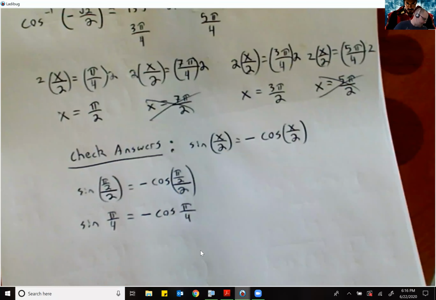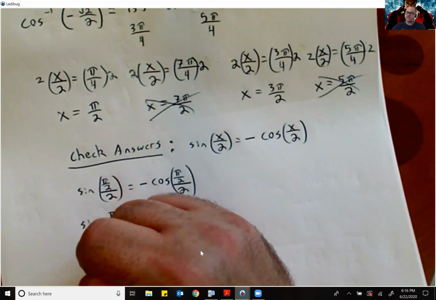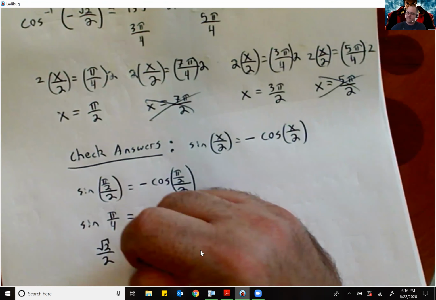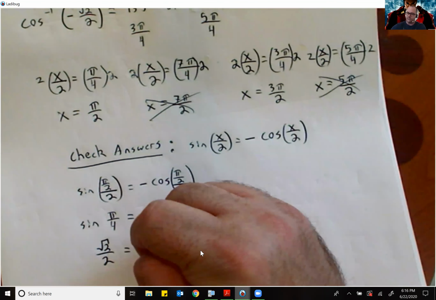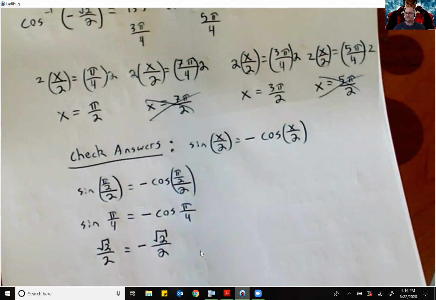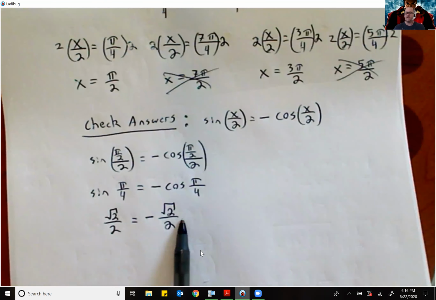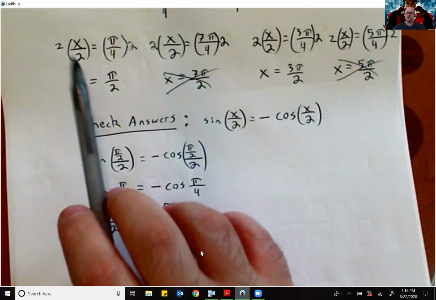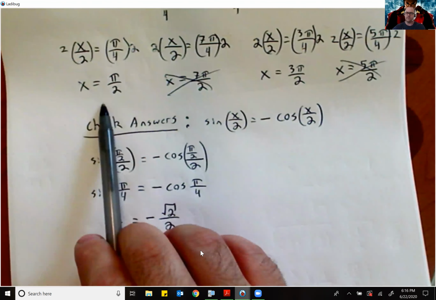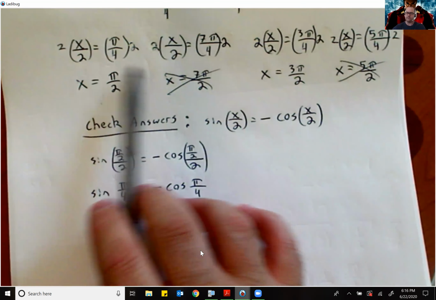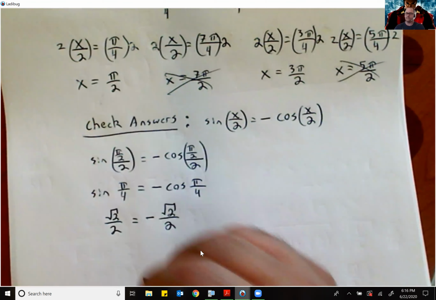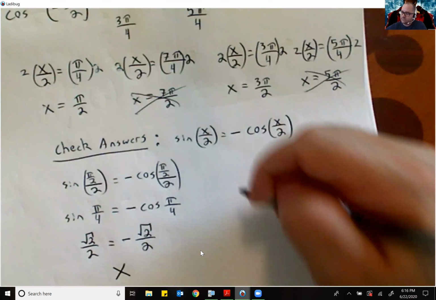So sine of pi over 4 is the square root of 2 over 2. Cosine of pi over 4 is negative square root of 2 over 2. Does this make sense? No. So we now throw out pi over 2. This answer is now gone. We check the other guy.